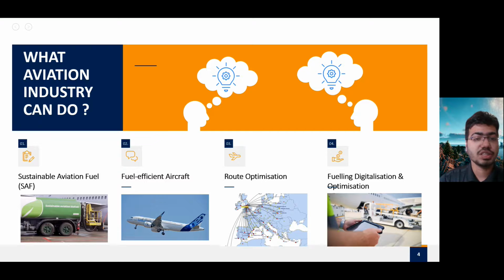What can the aviation industry do? There are four options the aviation industry can pursue. The first one is sustainable aviation fuel, because it is the most popular method being embraced by airlines. This fuel is generally created from vegetable and waste oil rather than fossil fuel. However, it requires infrastructure and a supply chain to provide an entirely new fuel type, which can be somewhat cost prohibitive for some airlines.